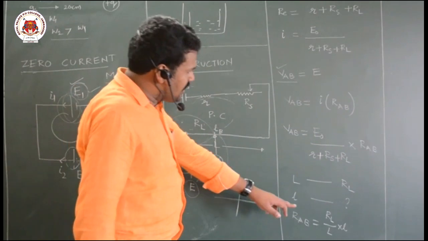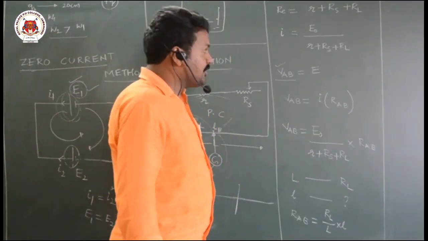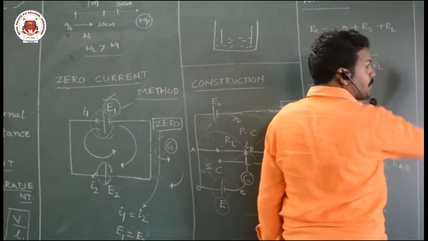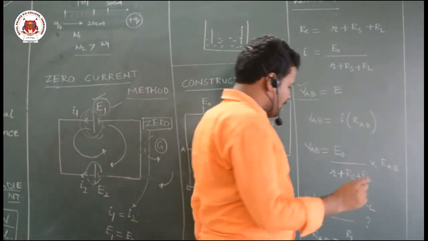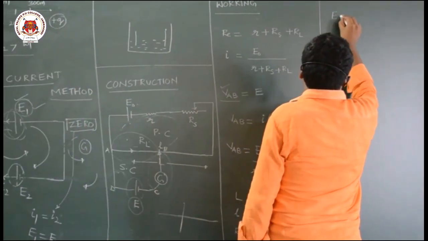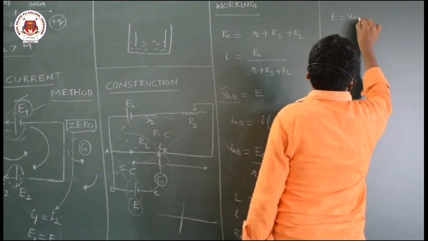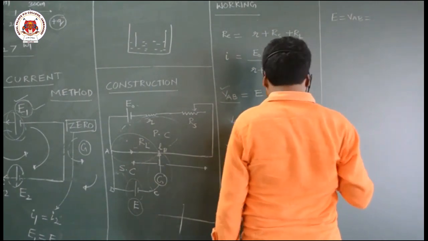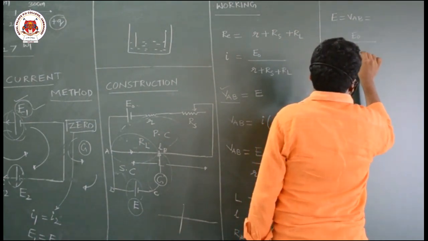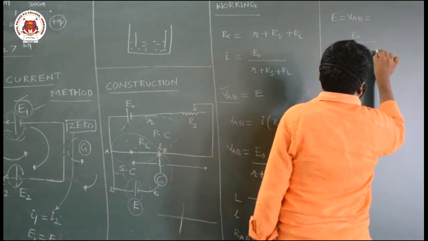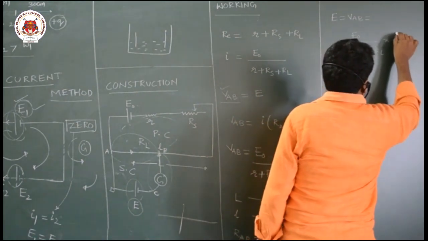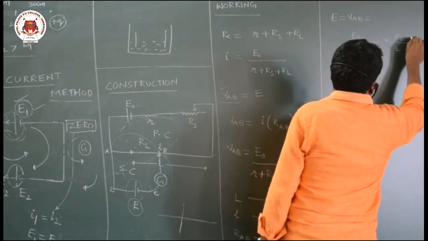So this RL by capital L into small l you substitute there. What you will get? EMF of this cell, that is potential across AB, is equal to E naught by small r plus RS plus RL, into RL by capital L into small l.